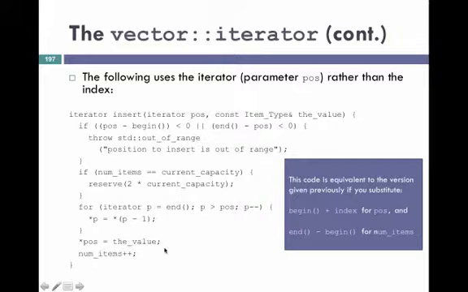So this code is equivalent to the previous version if we substitute the call to begin plus index for pos, and end minus begin for the number of items. And that's the end of this slidecast.